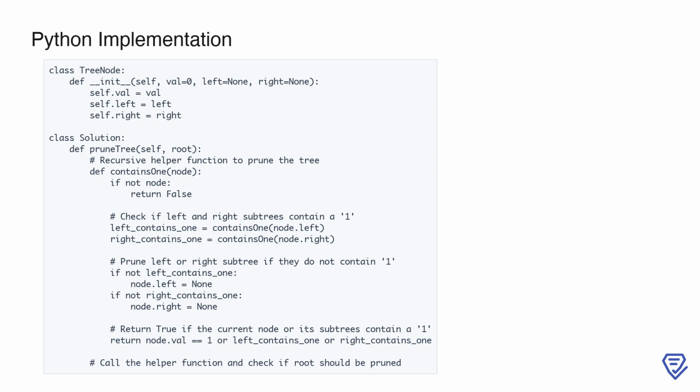After evaluating the left and right subtrees, the function prunes them by setting the corresponding child to None if the subtree does not contain a 1. Finally, the function returns True if the current node's value is 1 or if any of its subtrees contain 1. This ensures that we only keep the relevant parts of the tree.